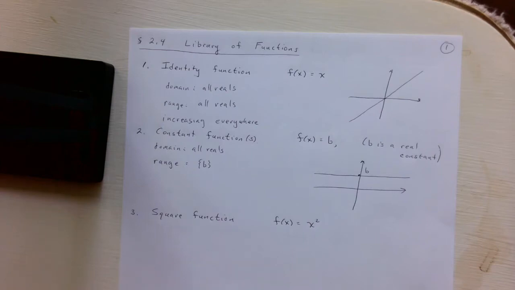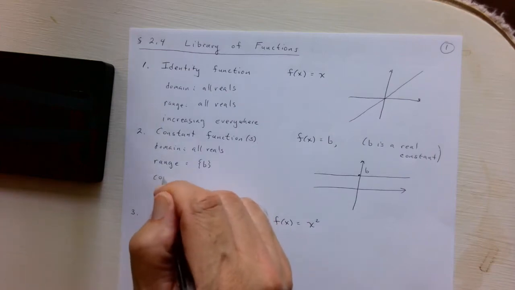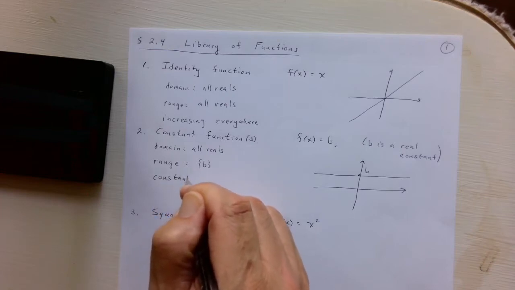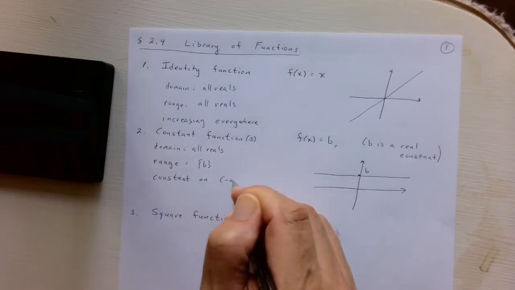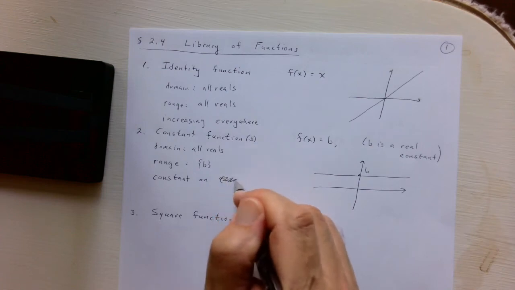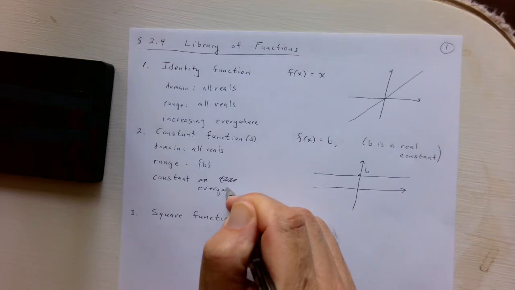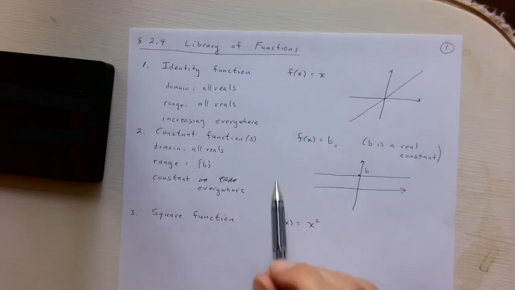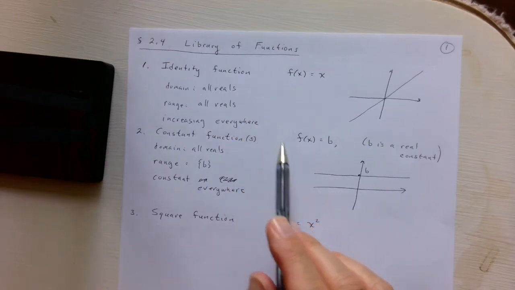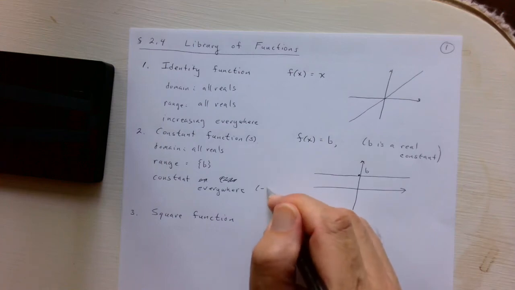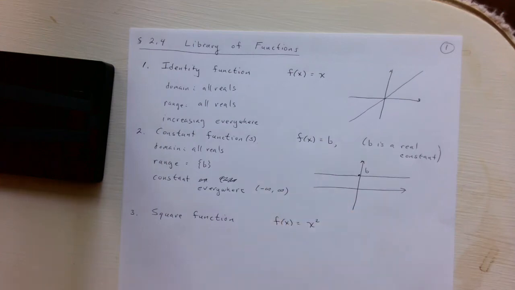And obviously this is going to be constant everywhere. So we can just say constant everywhere, to be consistent. Instead of everywhere, you could also say minus infinity to infinity. That would also be acceptable.